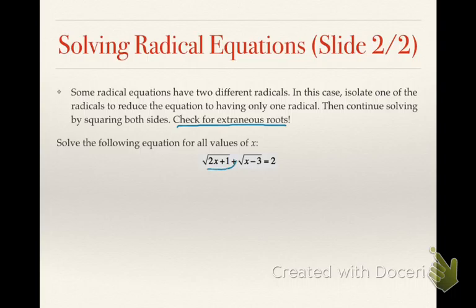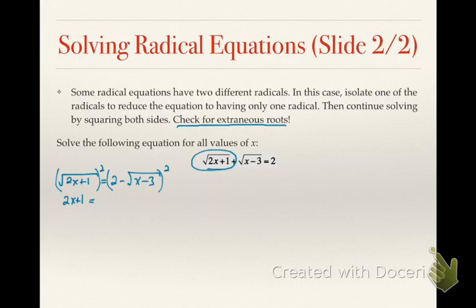So I'm going to isolate actually this radical right here. Okay. If I isolate that radical, I'm going to get radical 2x plus 1 is equal to 2 minus radical x minus 3, because I subtracted the radical x minus 3 from both sides. I'm going to square both sides now, because that'll get rid of the radical on the left side, which gives me 2x plus 1. However, notice on the right side, when I square that, I have a binomial now that I'm squaring, which means the middle term is going to have a radical in it still.